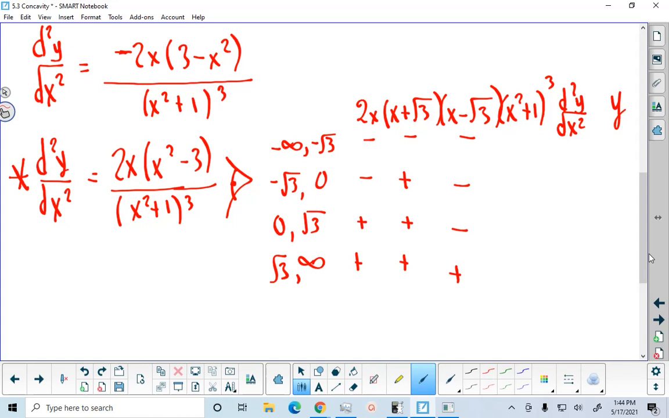Now, x squared plus 1 quantity cubed is going to be positive everywhere because x squared is always positive, and when I add 1 to anything that's positive, it will be positive, and when I cube anything that's positive, it will be positive. So what does that tell us? If we multiply this out, negative, negative, negative times positive gives you negative for the second derivative. In the next interval, it's positive for the second derivative. Then it's negative for the second derivative. Then it's positive for the second derivative.